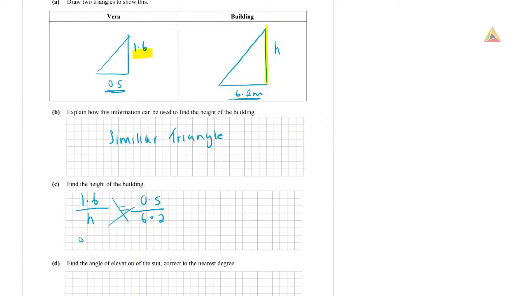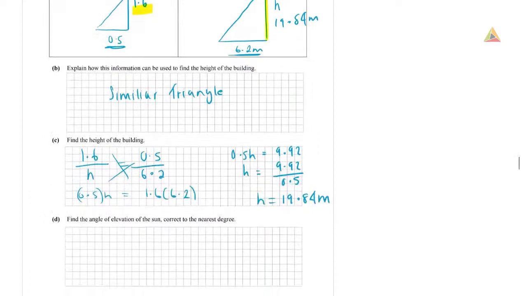So you're going to get 0.5h is equal to 1.6 by 6.2. So put that all directly into the calculator and you'll get 0.5h is equal to 9.92. Now to get h on its own, it's going to be 9.92 divided by 0.5. And again, you can put that directly into the calculator. When you do that, you'll get 19.84 meters. So this height here is 19.84 meters.